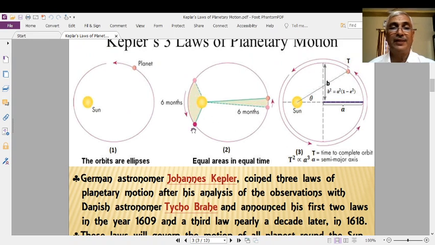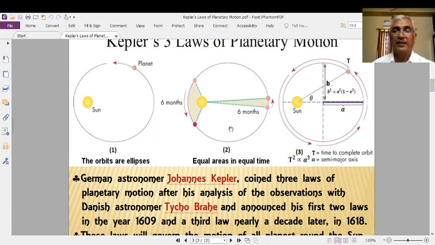In Kepler's three laws, what is the first law? This is known as the law of orbits. The second one is known as the law of areas. The third one is known as the law of periods. The law of orbits states that every planet revolves around the Sun in an elliptical orbit, with the Sun at one of the foci. I will explain it in detail while going through the proof.